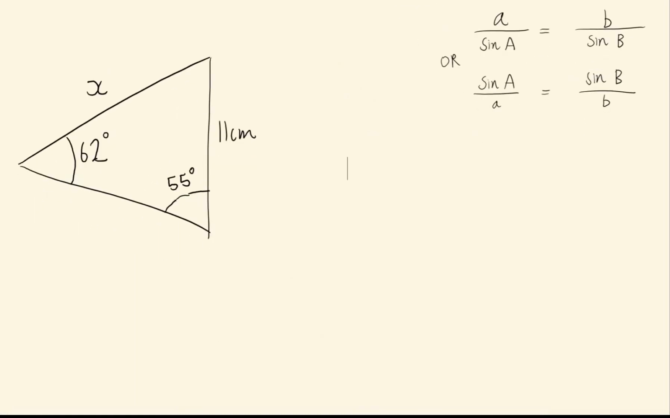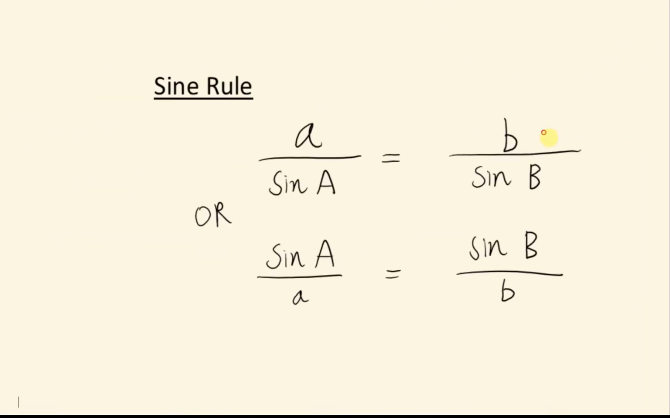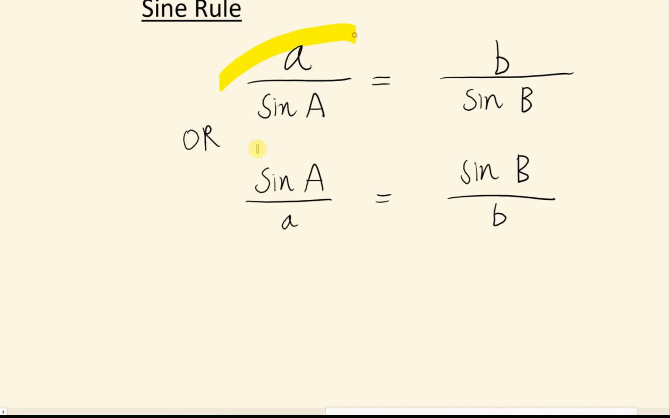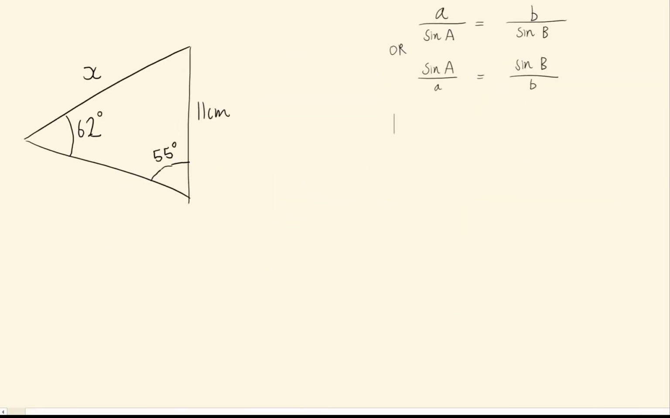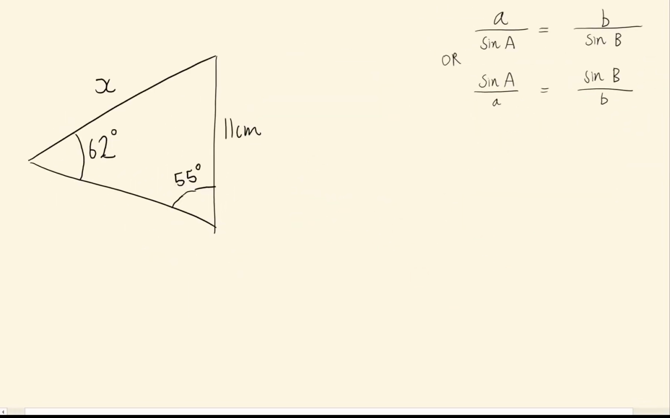The sine rule comes in two forms. Similar to the cosine rule, we want to use the form on top when we work out missing lengths, and we want to use this form when we're working out missing angles. So let's look at this question. Here I am trying to find a missing length, that's what my x is. So I'm going to use this top form here.